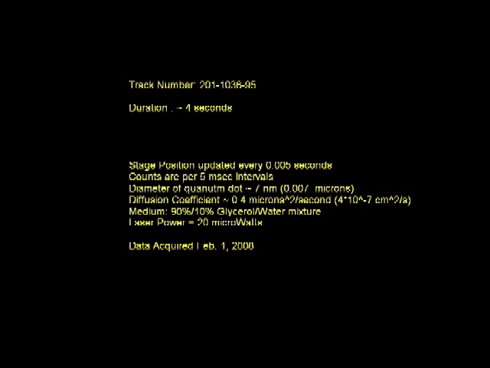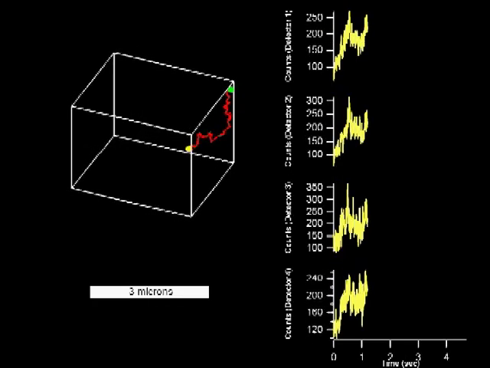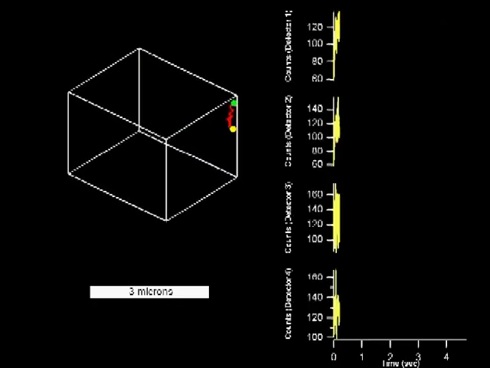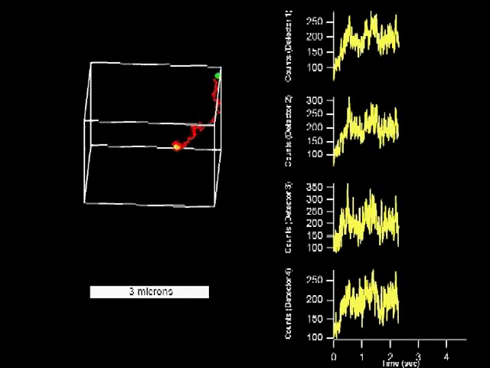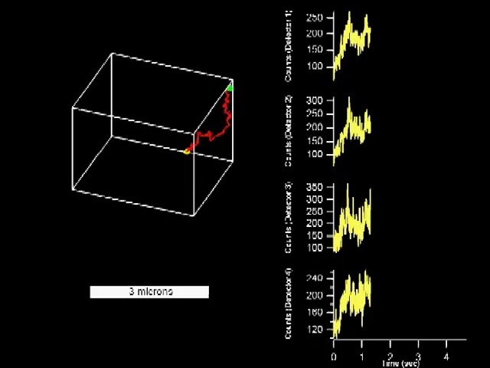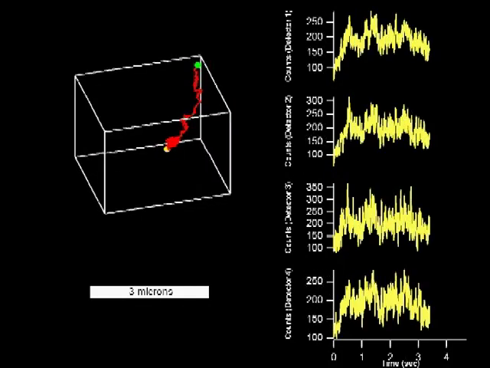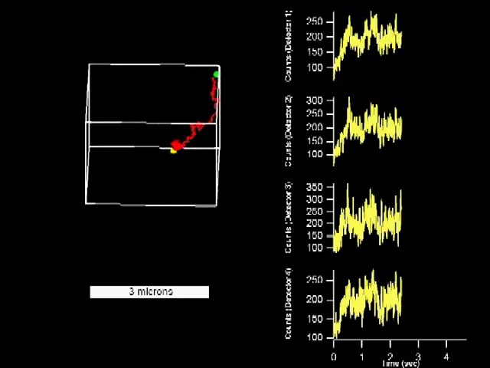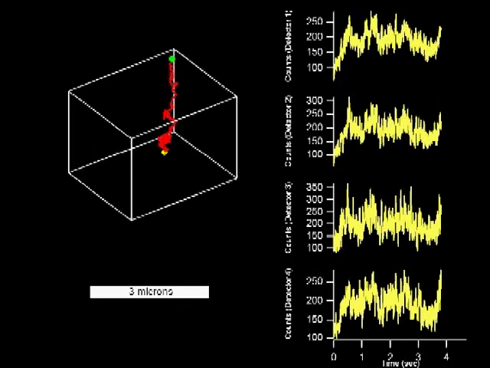This next trajectory lasts for approximately 4 seconds. While shorter in duration than the other 2 trajectories shown in this DVD, this movie emphasizes and showcases the speed of the quantum dots we are tracking. We need to update our stage position 200 times each second in order to follow this type of fast, diffusive behavior.